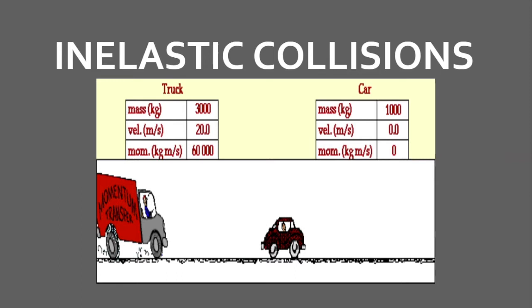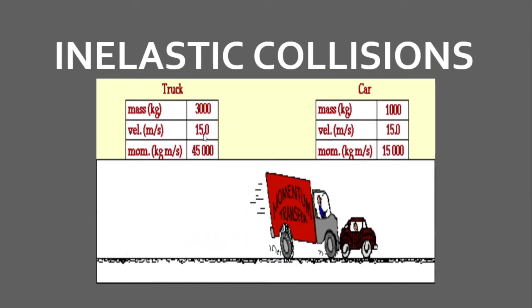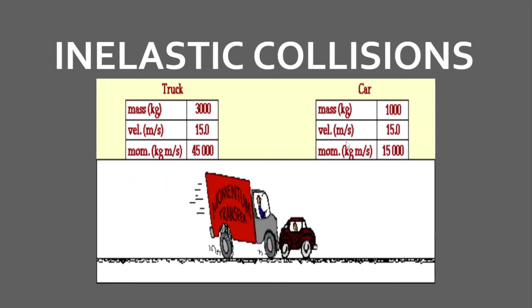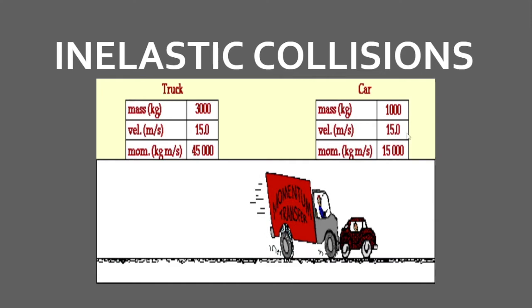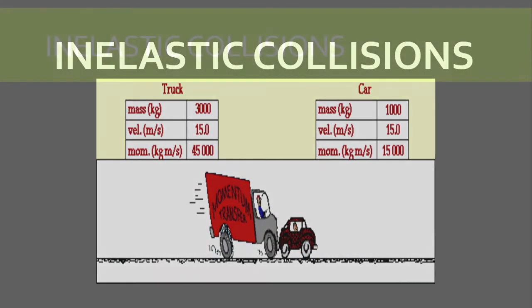But some key things to notice here is that initially our truck is moving with a velocity of 20 meters per second, car 0. Then when they hit, they're both moving with the same velocity of 15. So let's explore that a little bit further on the next slide.